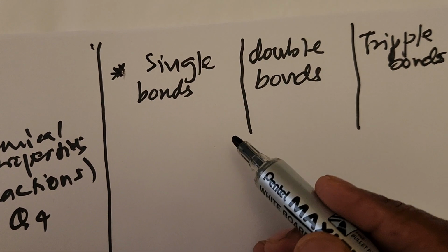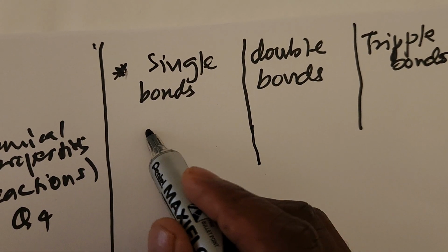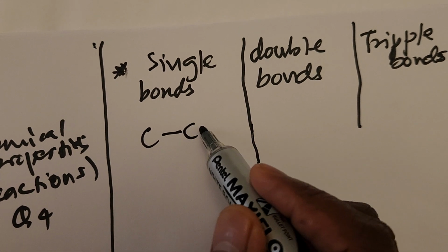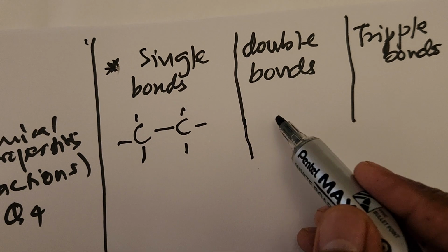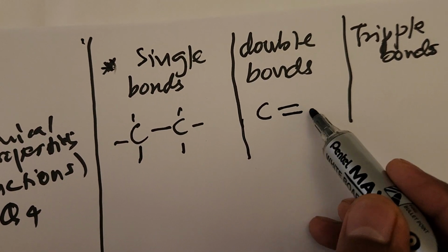Now, when carbon forms single bonds, it's when one carbon reacts with another carbon. This will be the single bond between carbon atoms. Double bond, we have this.